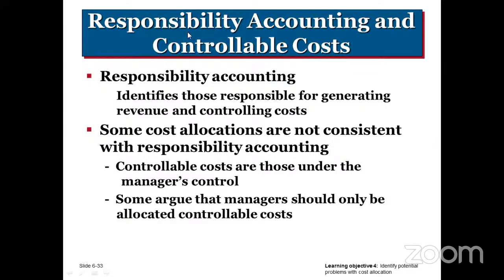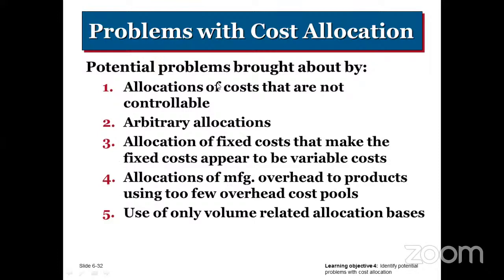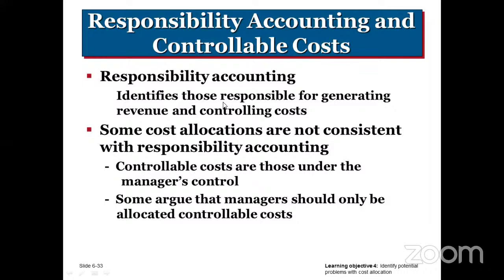So responsibility accounting and controllable cost. I tried to explain the first part already lah. Allocation of costs that are not controllable. Identify those responsible for generating revenue and control costs. Some cost allocation are not consistent with responsibility accounting. It means that someone allocates to you what you cannot control. Very simple lah. People just give you, you accept it lah. You cannot argue. They give you blindly, you also have to accept. But you don't know how it happens. You don't have any control.